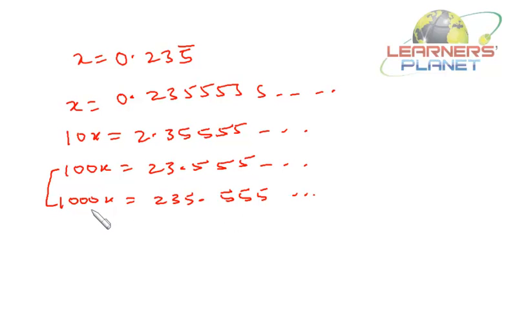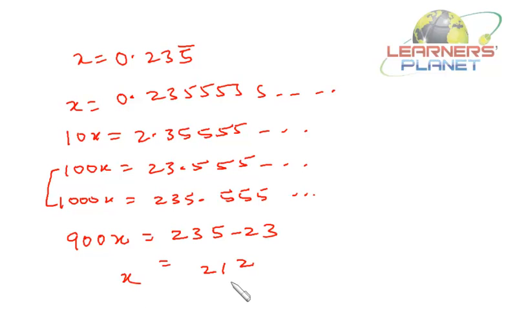So what I can do is deduct 100x from 1000x. If I deduct 100x from 1000x, what I'll be getting is 900x. And here it is 235 minus 23. So what will it be? 5 minus 3 is 2, 23 minus 2 is 21. So x will be 212 by 900. Okay, friends.